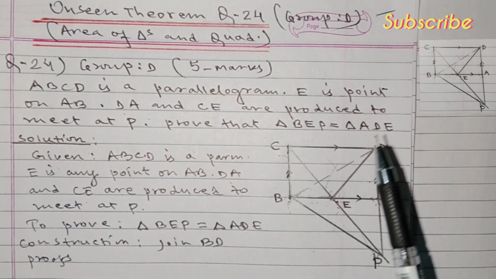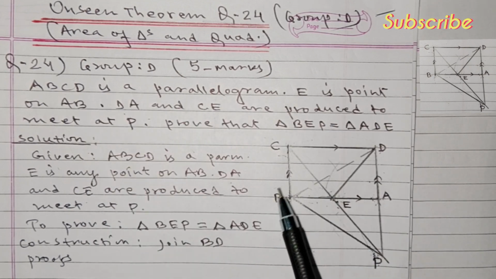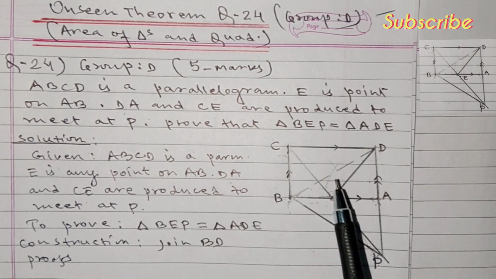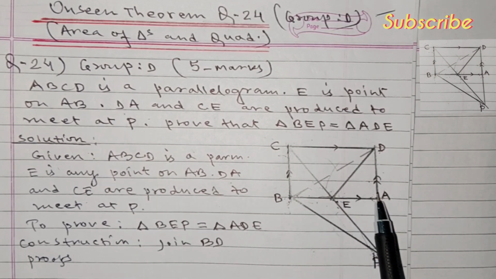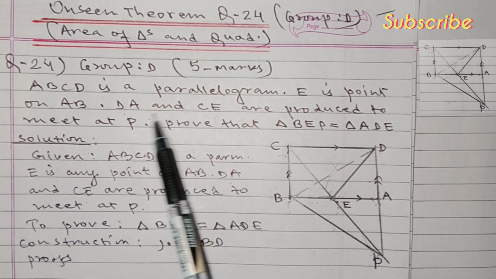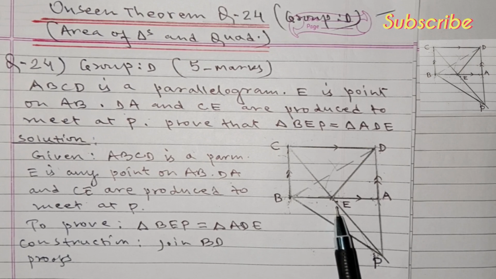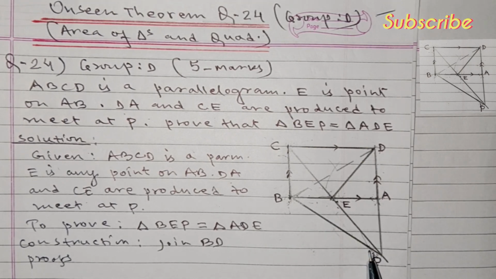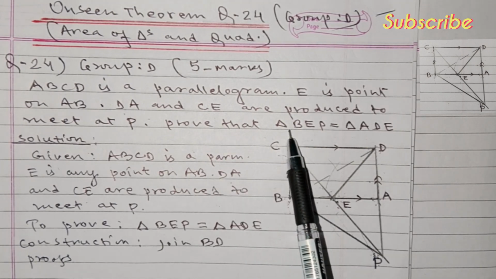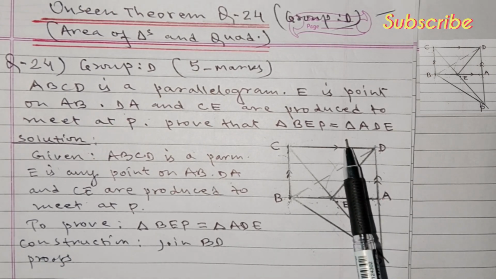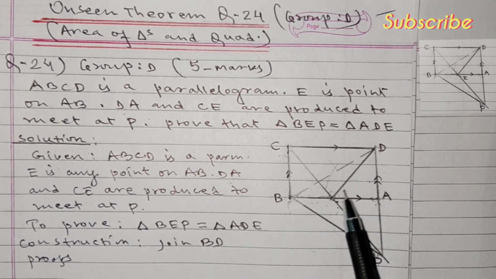ABCD is a parallelogram. E is a point on AB. DA and CE are produced to meet at P. Prove that triangle BEP is equal to triangle ADE.